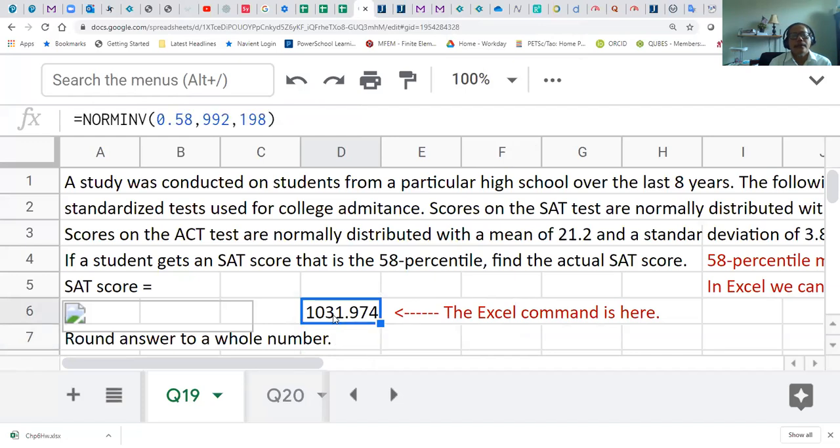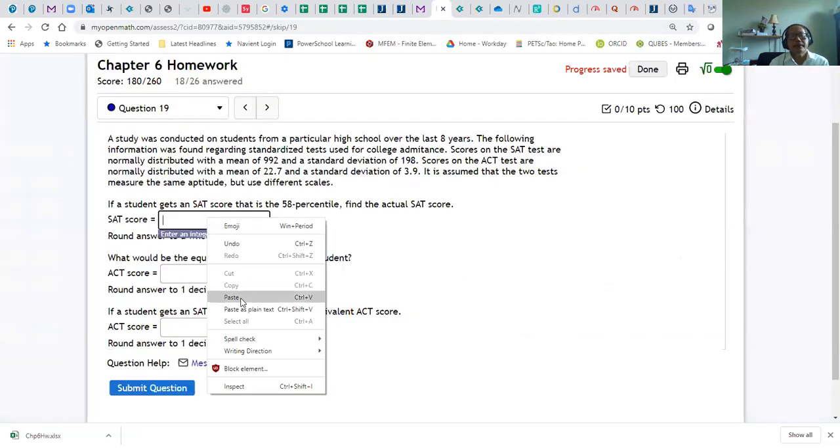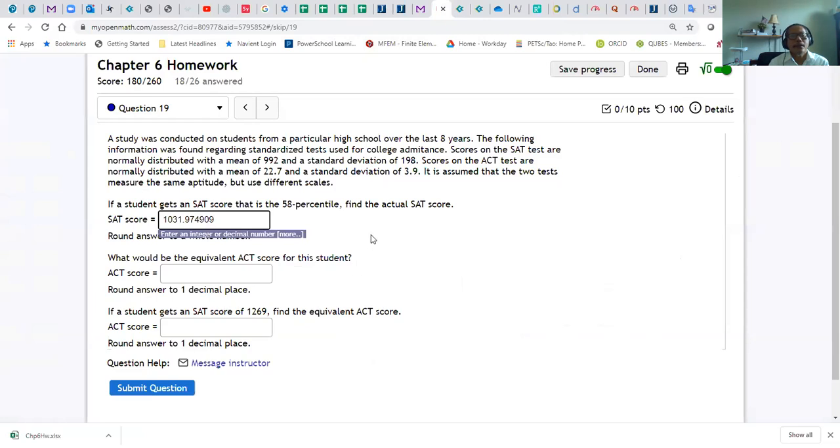So this will be the SAT score for the 58th percentile, right? Let me put it here. We need to round the answer to a whole number. So if you round to a whole number, this becomes 1032, right?